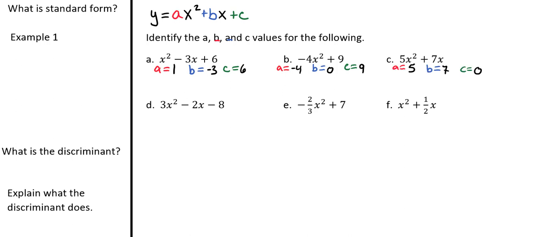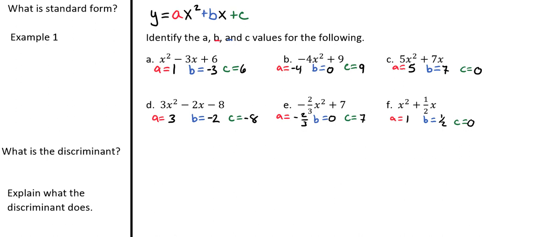For C, you should have had values of a equals 5, b is 7, and c is 0. For letter D, you should have had a was 3, b is negative 2, and c is negative 8. For E, you should have had a is negative 2/3, b is 0, and c is 7. And for letter F, a equals 1, b equals 1/2, and c equals 0.